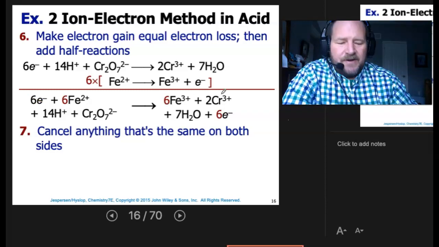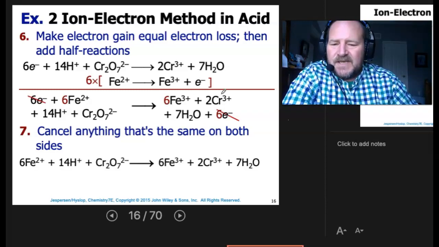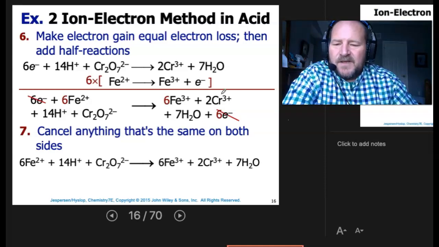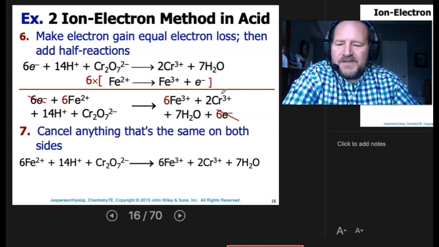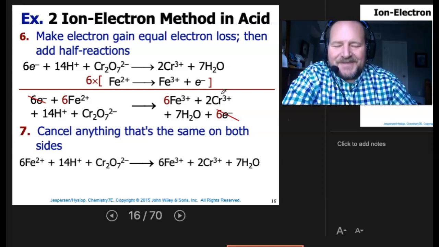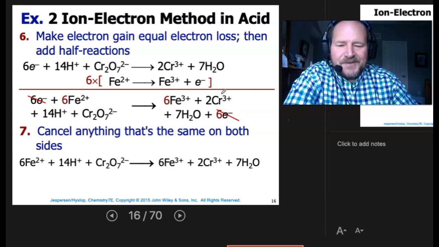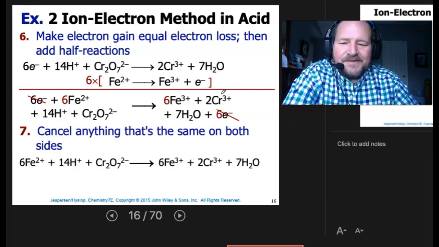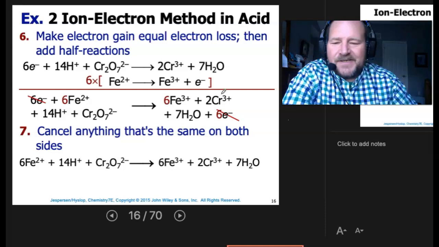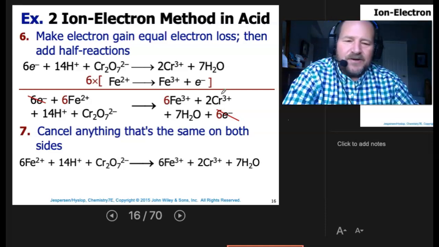At this point, we would rewrite the whole reaction and give us our final reaction. So 6 Fe2 plus, 14 H plus, Cr2O7 2 minus produces 6 Fe3 plus, 2 chromium 3 plus, and 7 waters. All right, and of course when we started this out, we said the acid was going to turn to water as it went, and there it is.